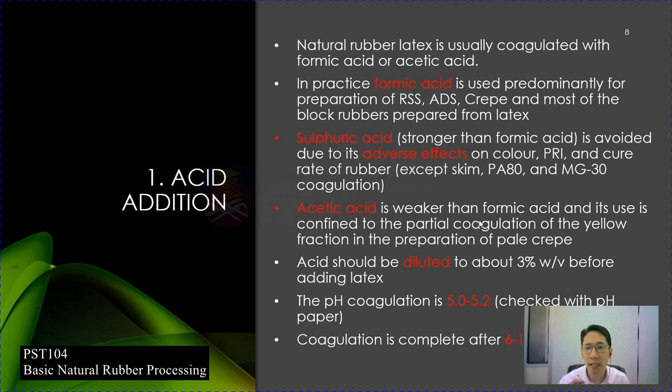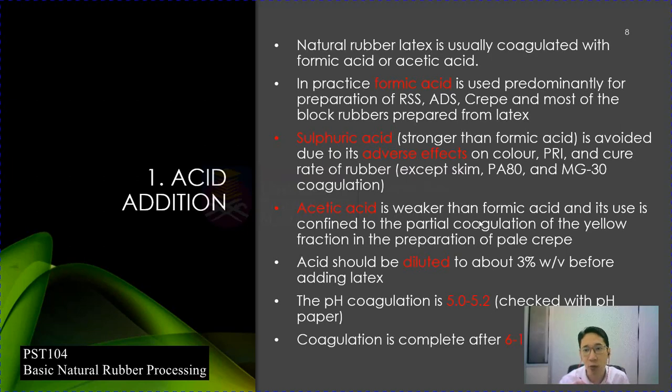Acetic acid is weaker than formic acid, and it is used to confine the partial coagulation of the yellow fraction in the preparation of pale crepes. To produce latex with a brighter rubber color, you will use acetic acid, which is slightly weaker than formic acid, and will not discolor the rubber produced.